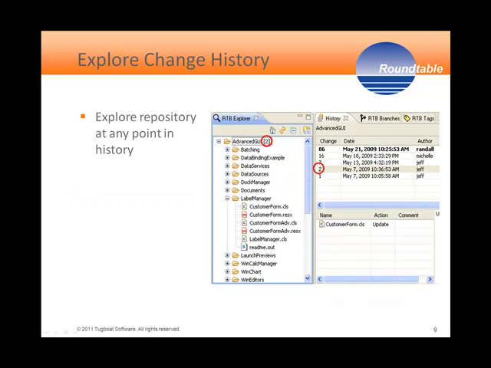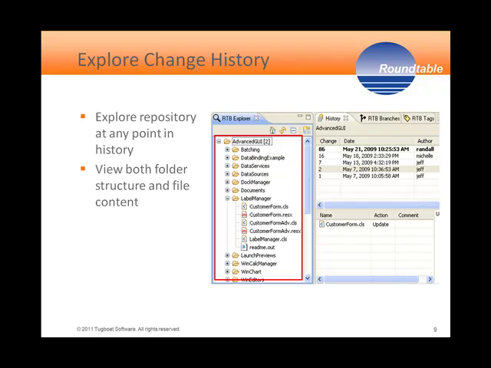From the history view, you can explore the repository as it was at that point in time. You can view both folder structure and file content. The Explorer view graphically displays the repository state at the selected change. You can navigate through the directory structure and open files to view their content, and you can see things just as it was in the past.